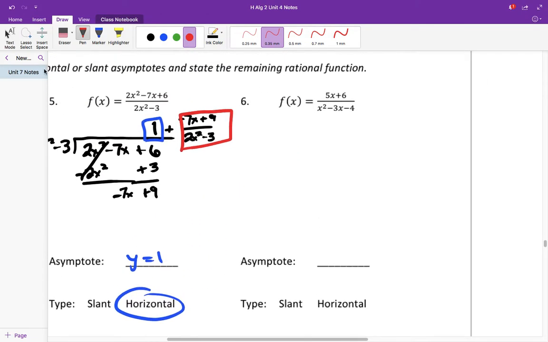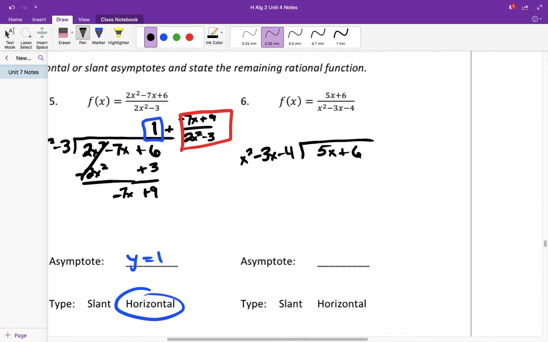All right, let's take a look at one more, and if you want to try one on your own, this would be a time where you could pause the video and try it on your own. But with x squared minus 3x minus 4, remember your denominator will always become your outside of the division sign.